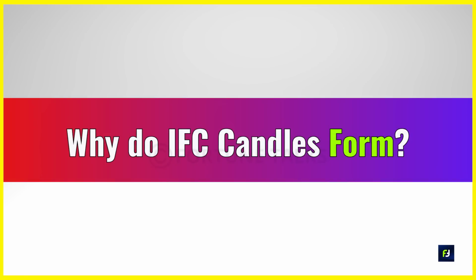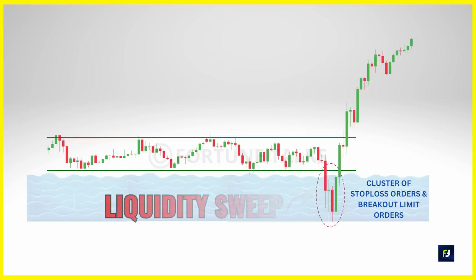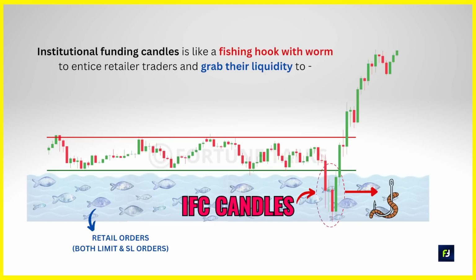Now you may ask me, why do these institutional candles form? The one word answer is obviously liquidity sweep. But for the sake of better understanding, let's just take the longer route. Whenever there is a buyer in the market, there must be a seller. So there must be somebody on the other side of the market to take the trade. This is true for all liquid markets and assets. And that is the reason why market prices move, and this is where the institutional funding candle comes into play, as it acts as a fishing worm of the smart money to grab retail traders' liquidity.